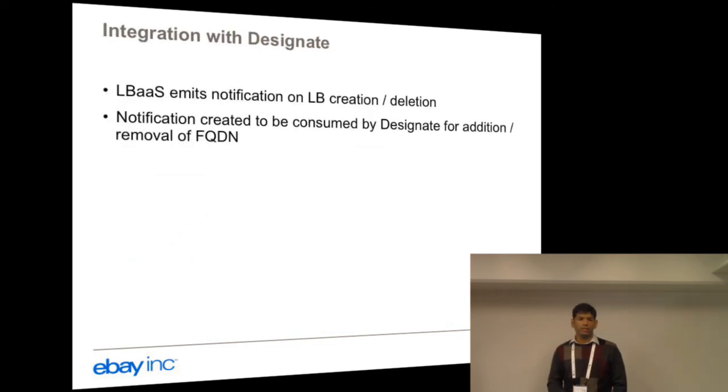And the last one is another addition outside default OpenStack LBaaS. We integrated our LBaaS with Designate. Designate is DNS as a service. LBaaS emits notifications on LB creation and deletion. We added that notification emission code, and those notifications are targeted for Designate consumption. Designate consumes those notifications and creates or removes the FQDN.